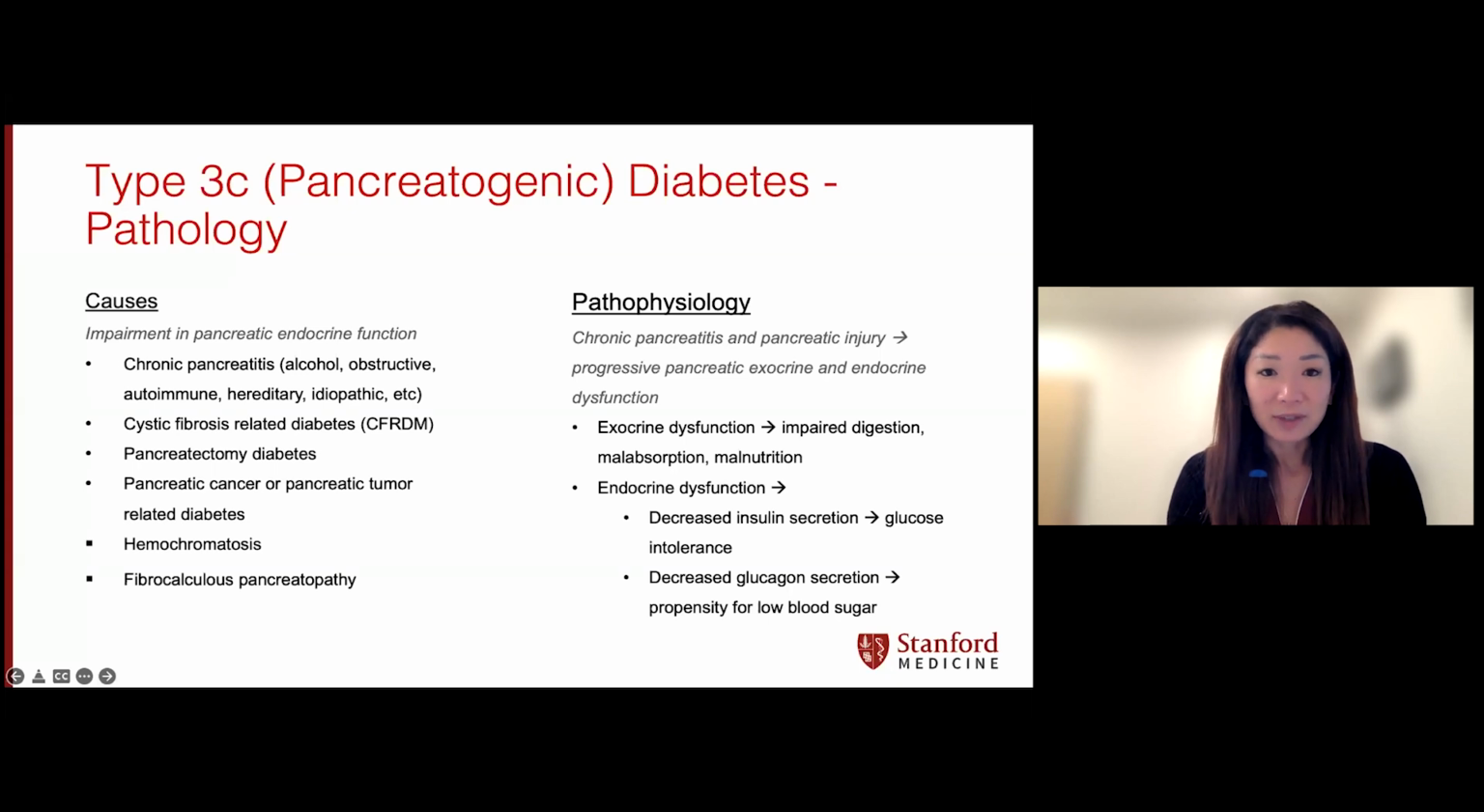With exocrine dysfunction, again, those are the digestive enzymes. Once we no longer make enough of these, then we can have impaired digestion, malabsorption, and malnutrition. With endocrine dysfunction, as we have less insulin secretion, then the blood sugars go up. As we have less glucagon secretion, there's actually a propensity for low blood sugar. So as your body normally has these backup mechanisms to raise your blood sugar when it's too low, we lose that ability as well.